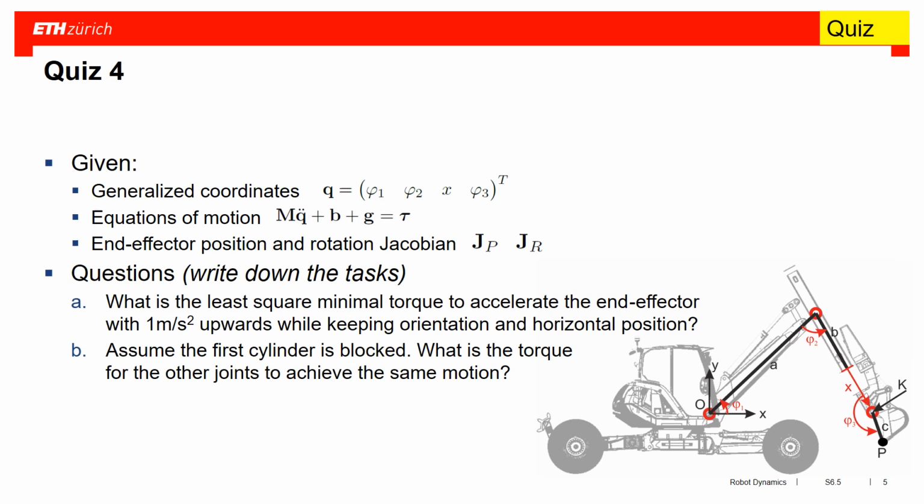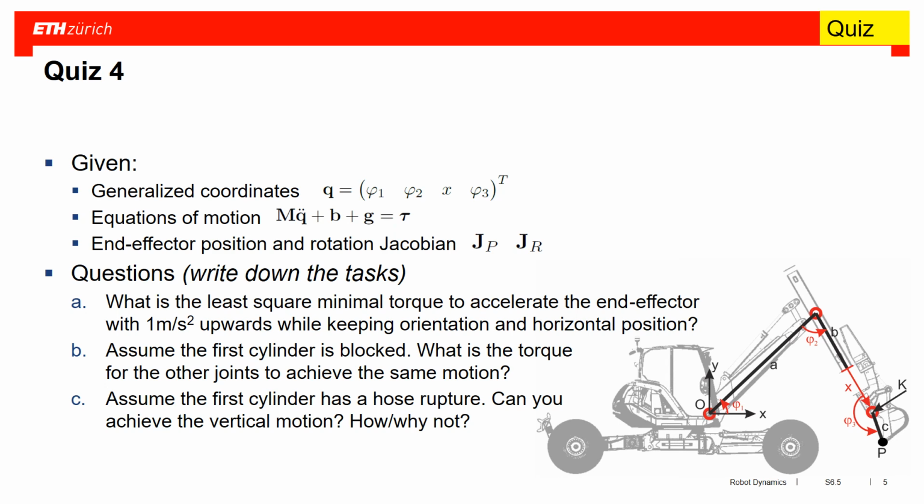The second sub question is that we assume now that the first cylinder is blocked. Blocked means it cannot move anymore. And the question is, what is the torque for all the other joints to achieve the same motion? The third sub question, now we assume that this first cylinder has a hose rupture. A hose rupture means it cannot produce torque anymore. And the question is, can you achieve the same vertical motion we defined before? And if so, how can you achieve it? And if so, why can you achieve it?